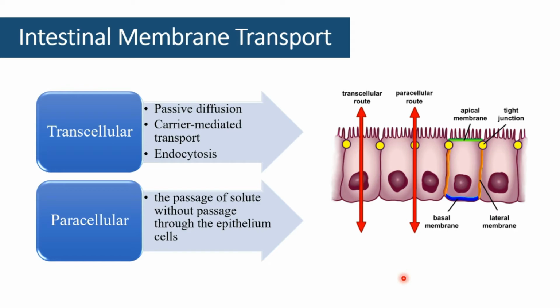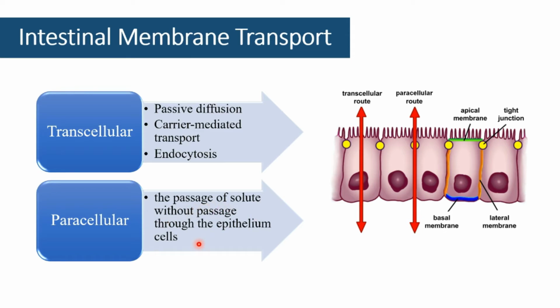Here we will talk about some types of intestinal membrane transport. Generally, there are two main routes of membrane transport, not only in the intestine but in many organs in our body. This is general membrane transport: transcellular and paracellular. Transcellular consists of passive diffusion, carrier-mediated transport, and endocytosis, while paracellular is the passage of solute without passage through the epithelium cells.